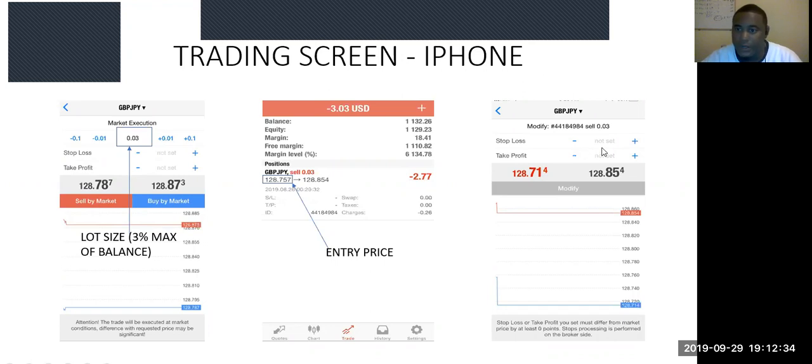And then you would put in the math that you just did, the 128.657, and then hit modify. And you would do the same for the stop loss. You would add to the stop loss. So if you add in 15 pips, it would be 75 plus 15, which would be 128.90, and then put the last number back, 7, to put in your stop loss.